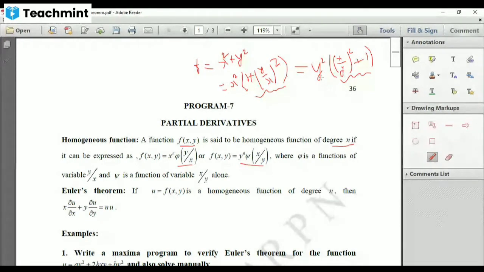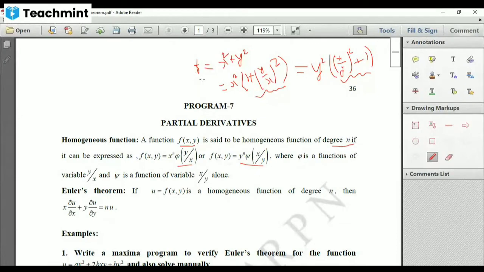And what is the maximum power of y? It is 2. So therefore this is a homogeneous function of degree 2 because this is completely a function of x by y. Either you can write as a function of y by x or x by y completely. If you can write like this, then we say that function is homogeneous, right?